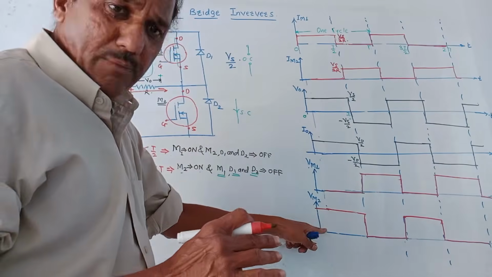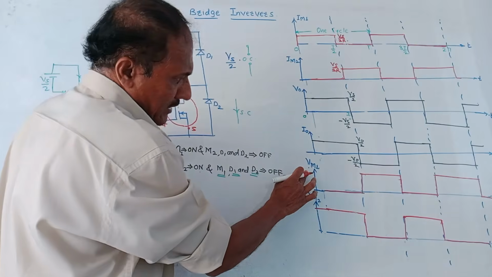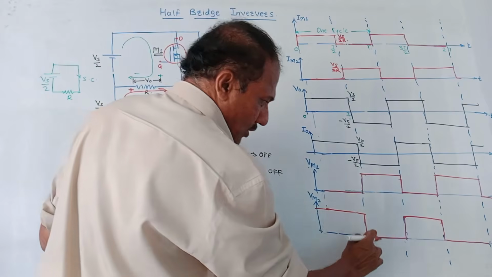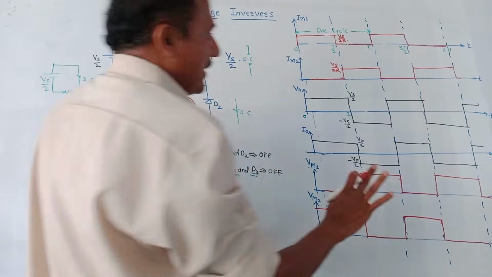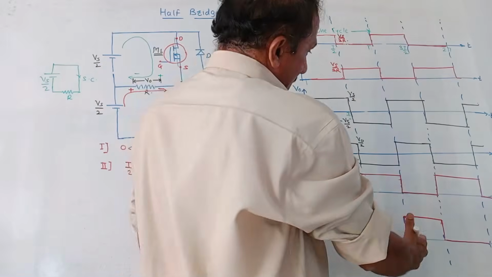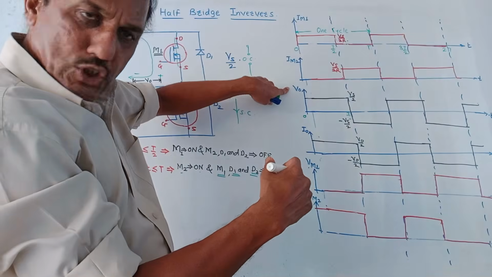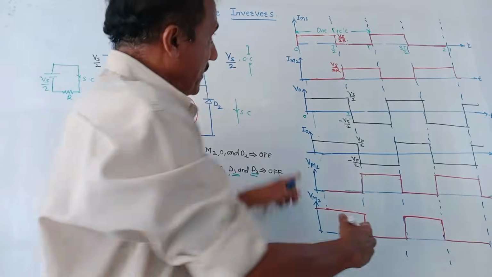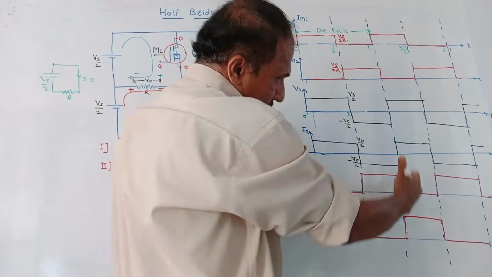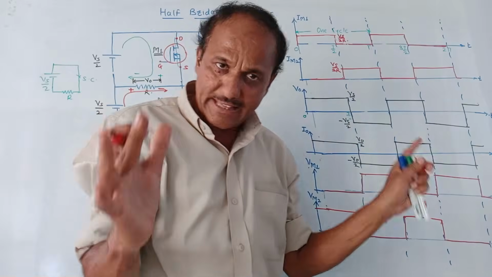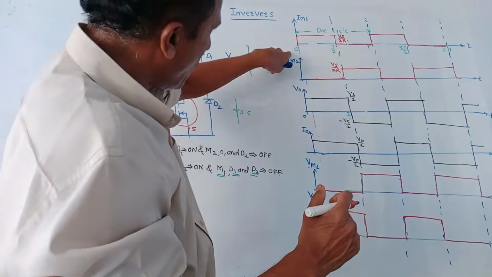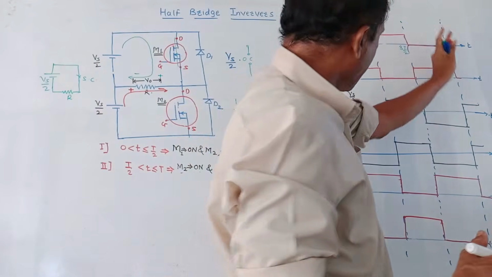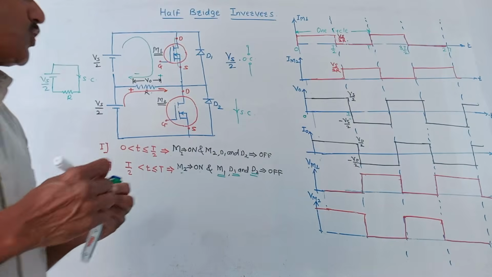As I explained for VM1 and VM2, in this case VM1 is off. Whenever it is off, the entire voltage will appear across this, and VM2 is on, so the voltage across VM2 will be 0. This is the waveform for IM1, IM2, V0 that is output voltage, output current, VM1, voltage across MOSFET M1, and voltage across MOSFET M2. These are the corresponding waveforms for one cycle. One cycle is from 0 to T by 2 and T by 2 to T, that means from 0 to T. Naturally, the cycle repeats and you will be getting similar waveforms.